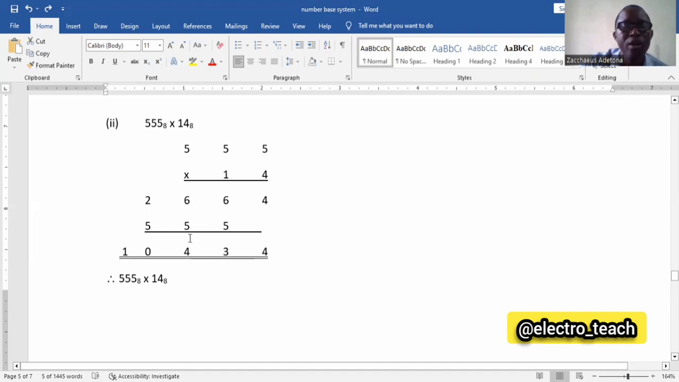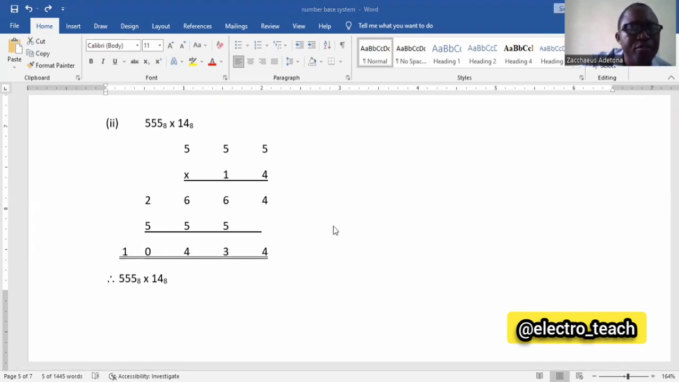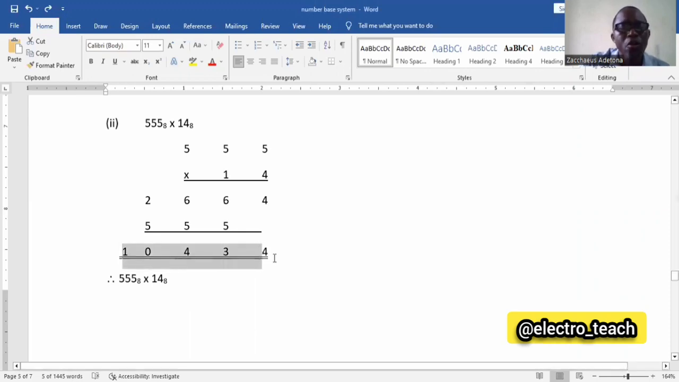1 plus 6 plus 5 is 12. Now we take 8 out. Since it's in base 8, the 8 taken out will give us remainder of 4. And then we can get 8 one time. We take that 1 to the next column. 1 plus 2 plus 5. That is 8. We take 8 out. We get it one time, and the remainder is 0. We write 0 and carry the 1 to the next column. The answer to that, 555 base 8 times 14 base 8 is 10434 in base 8.